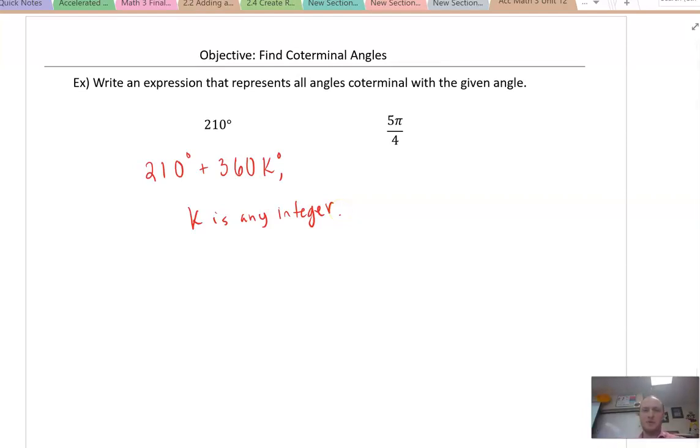Okay, the next example, notice this is in radians. I have 5 pi over 4. So if I want to represent the infinite possibilities of coterminal angles with this angle, 5 pi over 4, I'm going to add 2 pi k, again, where k is any integer. And if you're wondering about the negative cases, well, k can also be negative, so that accounts for those negative revolutions if I go in the negative direction. All right, so fairly straightforward.